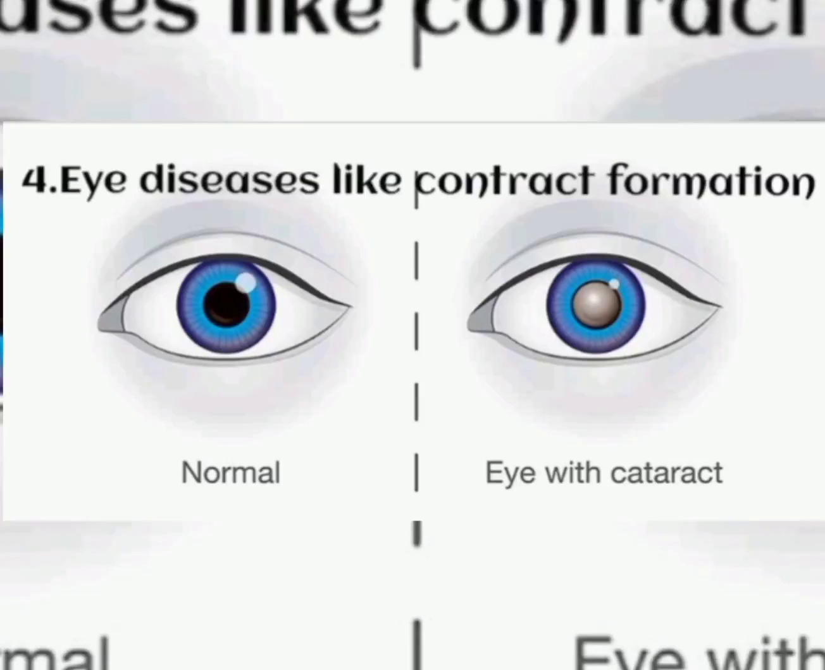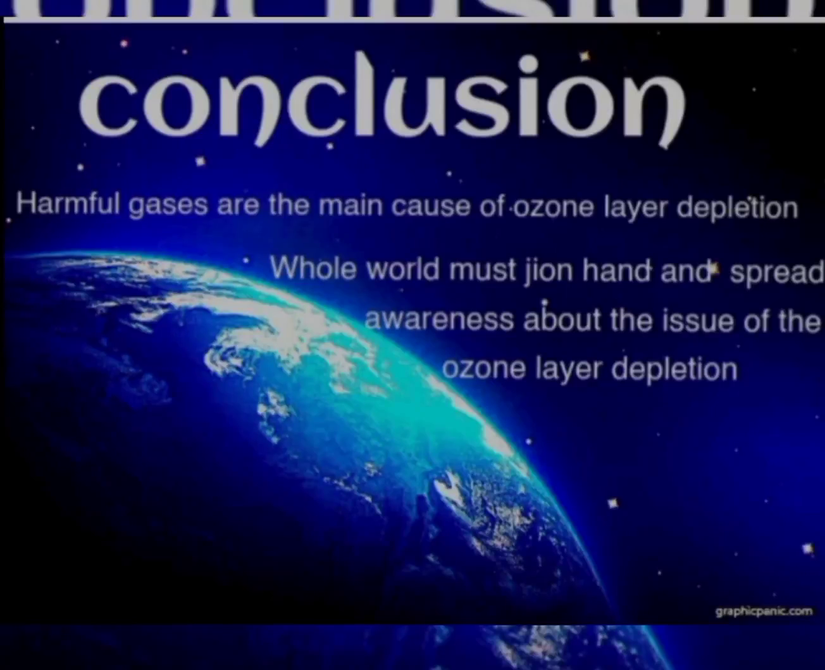Eye diseases like cataract formation are a major disease faced by humans. Harmful gases are the main cause of ozone layer depletion, so try to avoid those harmful gases. Use alternatives for the chlorofluorocarbon releasing machines or nitric oxide releasing machines. Try not to use those materials which give out chlorofluorocarbons, nitric oxides, etc.